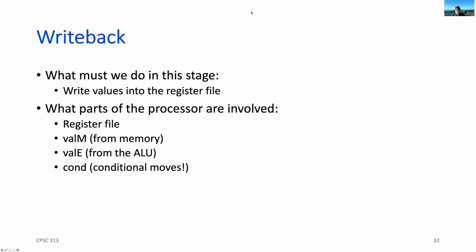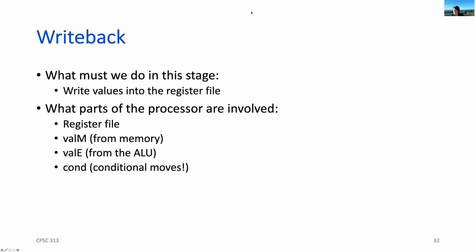We have only 2 more stages to do. So the next stage is write back. And write back is when we take results and we write them into the register file. So clearly we need the register file. We've already seen that we're going to take the value from memory and feed it into the val-m port. Similarly, we're going to take the value out of the ALU, that val-e signal, and we're going to route that into a separate write port called the E port, or execute.